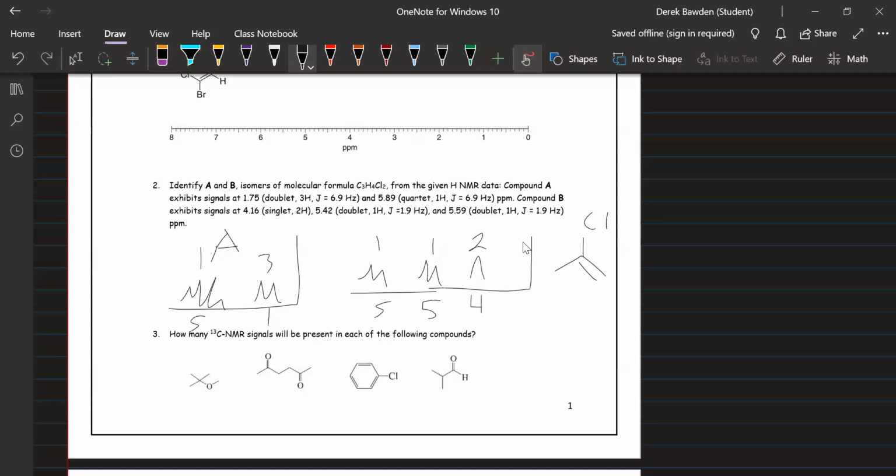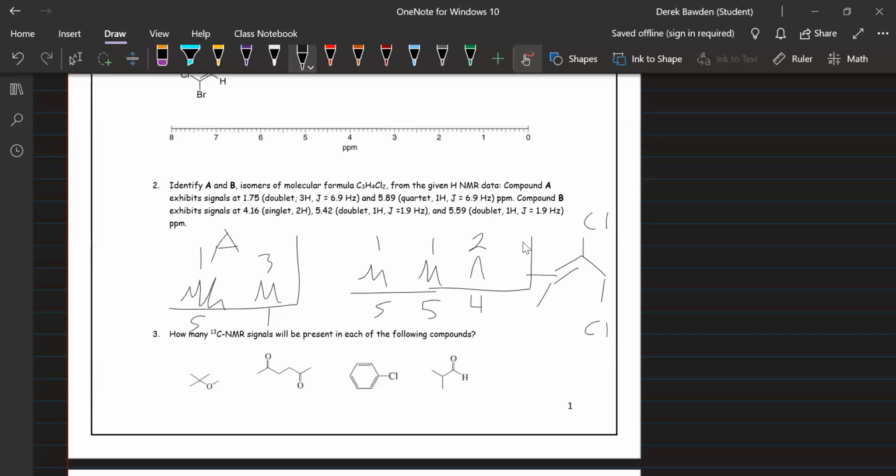So let's see, 1 hydrogen with 1 neighbor. So maybe the double bond is on the other side. Because if we had chlorine, that would be 2 hydrogens with no neighbors. And then, yeah, because those are on a double bond, yep, that's going to be it. Is that what everybody else got?